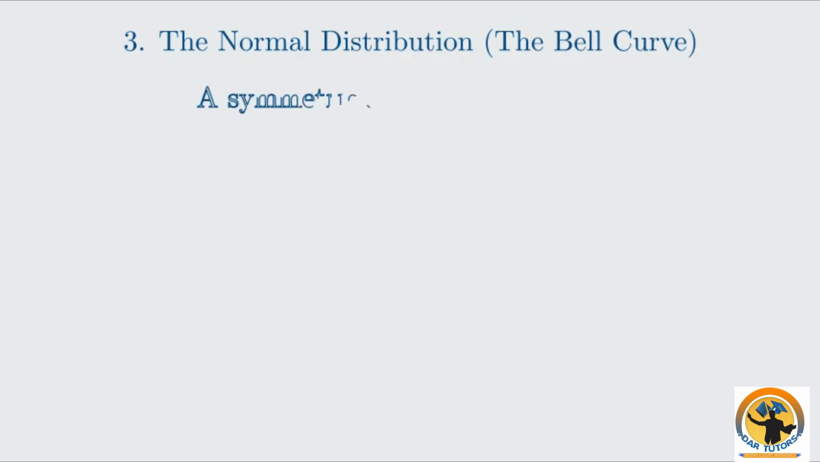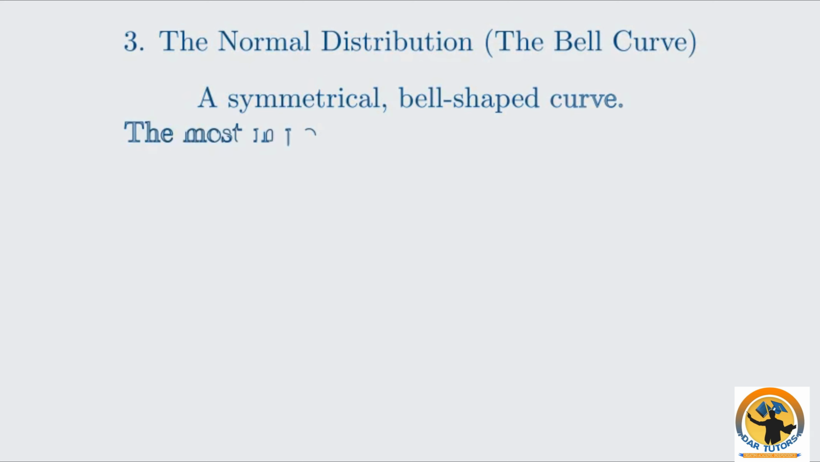Now let's introduce the star of our show, the normal distribution. It's the most important distribution in statistics. Its probability density function produces a symmetrical bell-shaped curve. This pattern appears naturally in a vast number of real-world phenomena. Why is it so common? It arises whenever many different independent factors affect the value of a variable.